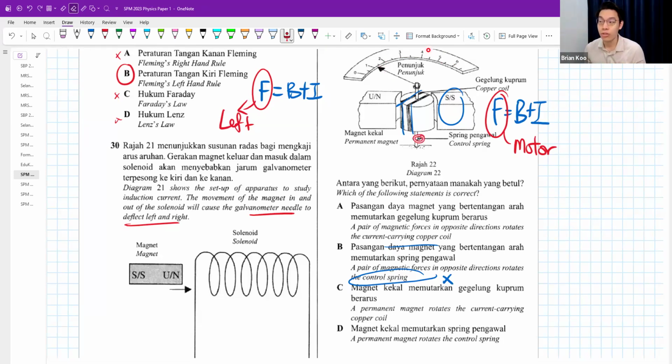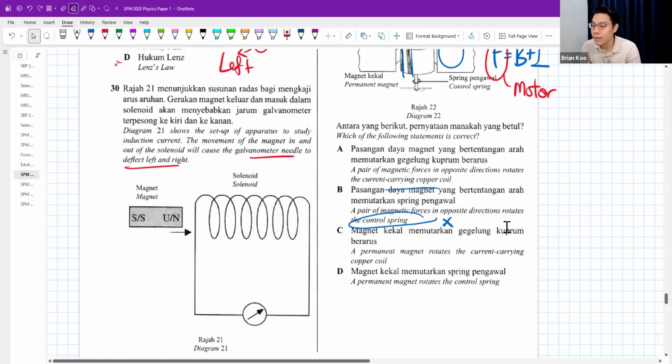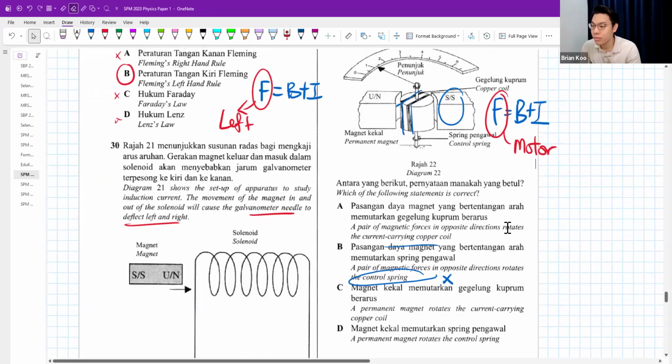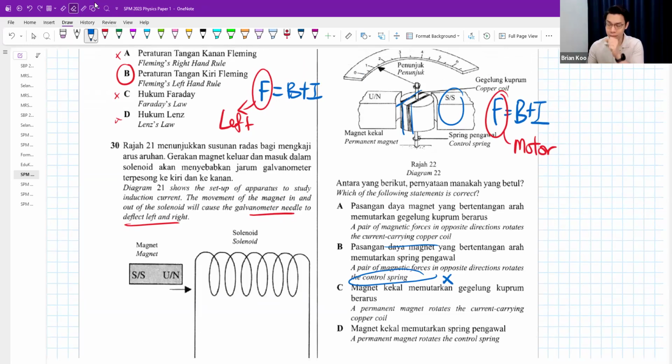So how do you make sure it spins to a value and stops, and doesn't keep spinning like a fan? You use the spring to control it. You use the spring to pull it. If got more force, the spring will allow it to go further. If got less force, the spring will allow it to not go so far. That gives you different values. Okay, and then C: a permanent magnet rotates a current carrying copper coil. No, the magnet is not rotating. The coil is the one rotating.